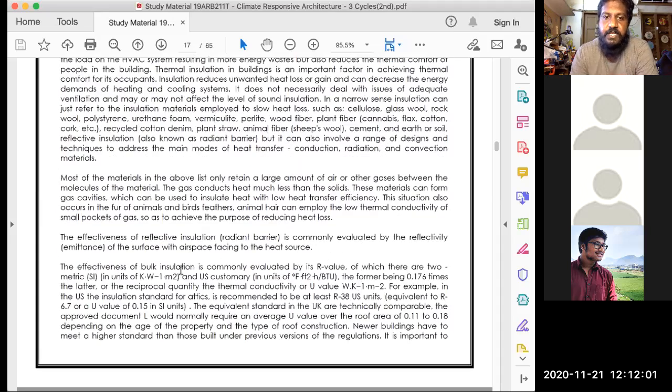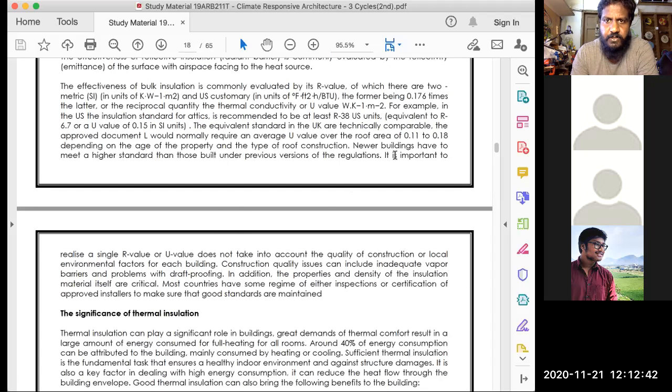So how is insulation evaluated? The effectiveness of bulk insulation is commonly evaluated as R value. If you remember, we studied in the last class the transfer of heat through transmittance. A transmittance could be of any building material, a glass, a brick, the U value. So these are two primary components which you look into. R value is regarding insulation or resistivity, and U value is about transmittance. So that is what is mentioned here.